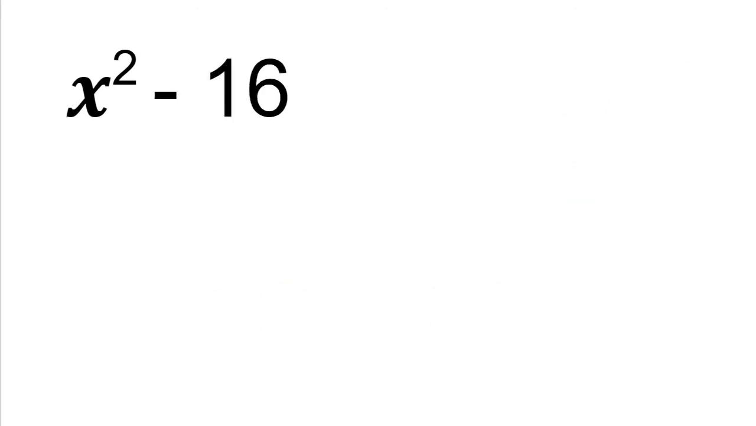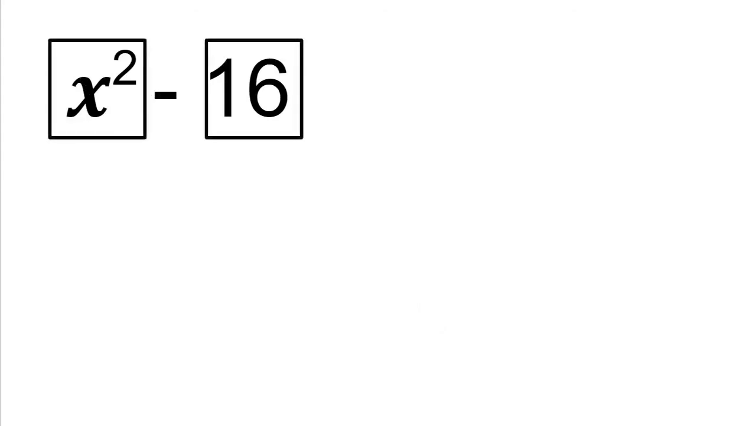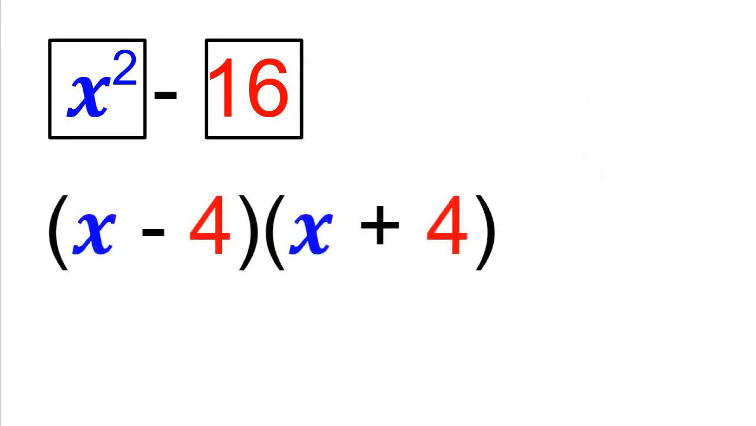Now let's factor x squared minus 16. Whenever we have two perfect squares, in this case x squared and 16, and they're being subtracted, what we can do is take these perfect squares and square root them. So when we square root x squared, we get x, and when we square root 16, we get 4. So we can make x minus 4 times x plus 4. So what we did is that we square rooted these perfect squares and then subtracted their square roots and then added their square roots. This concludes basic factoring.